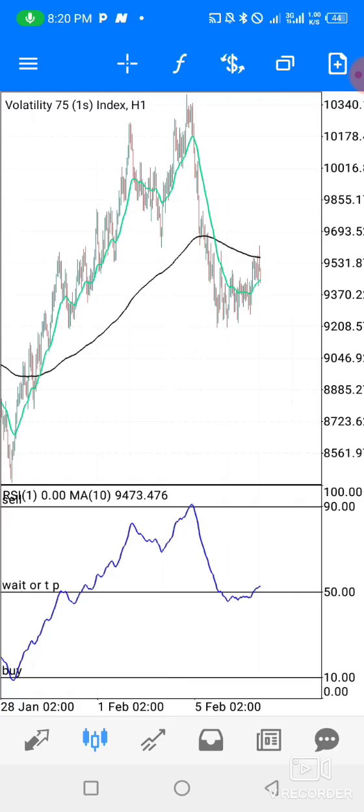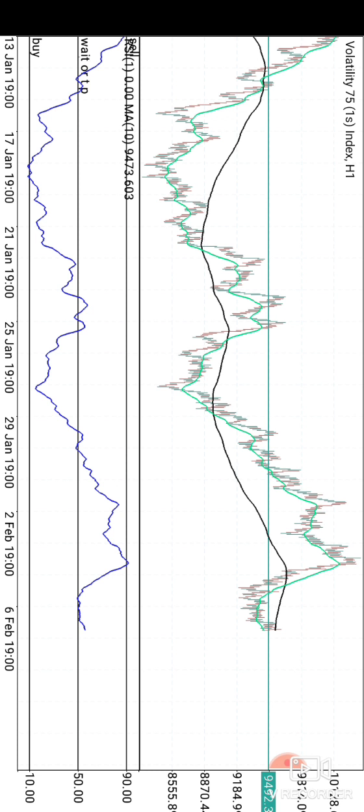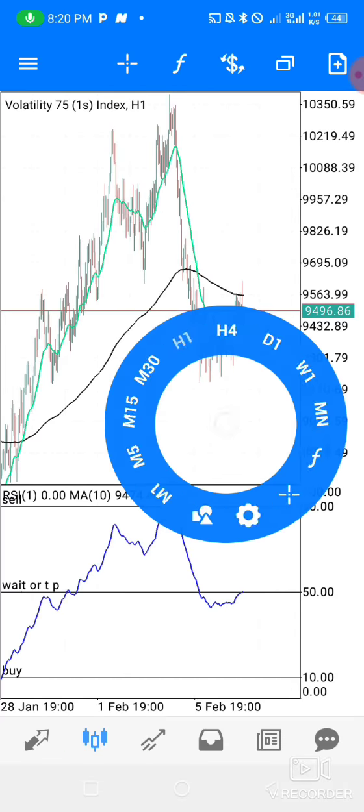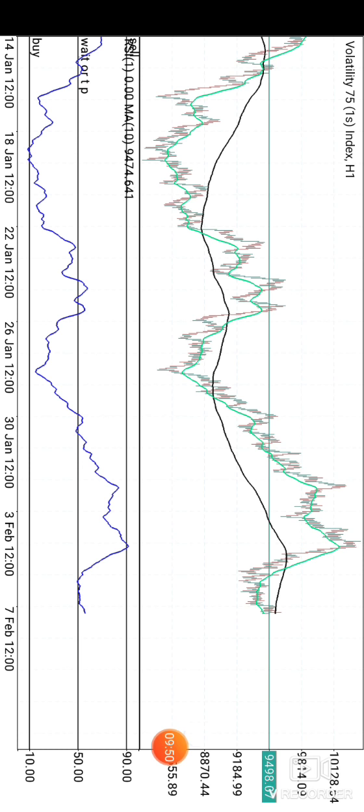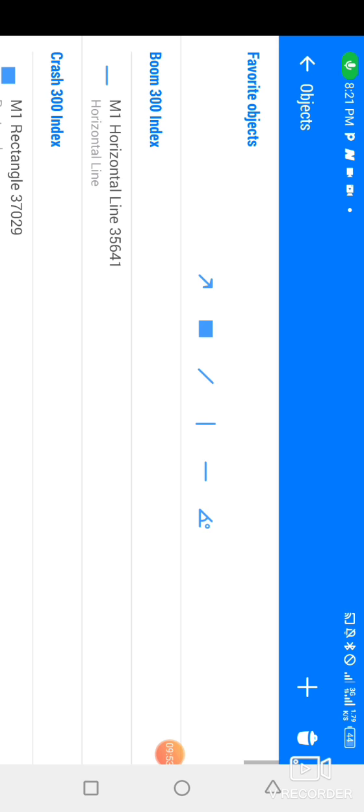If I ask you now, what is the trend of this market in the H1? This is something you need to understand, okay? What is the trend of this market in H1? So this is the time now to explain the indicators that are necessary. So look at this market. What is the trend of this market?